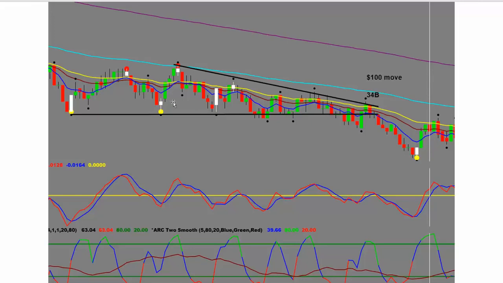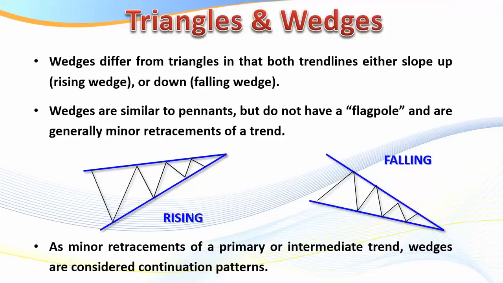Now the black dots, by the way, are fractal points. So I have an indicator on my TradeStation platform that plots the black dots as a fractal point, and it just makes it easier when you're drawing in trend lines.